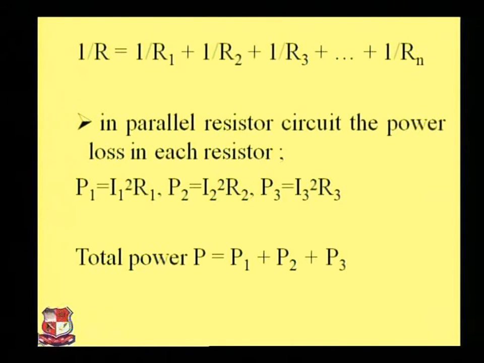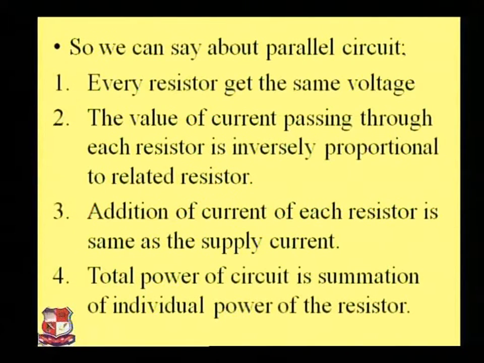Now the power loss in each resistor is P1 equals I1 square R1 for the individual resistor, P2 equals I2 square R2 and P3 equals I3 square R3. So the total power becomes P equals P1 plus P2 plus P3. Now substituting P1 equals I1 square R1, P2 equals I2 square R2 and P3 equals I3 square R3, we get P equals I1 square R1 plus I2 square R2 plus I3 square R3. This is the total power consumed in the parallel circuit.